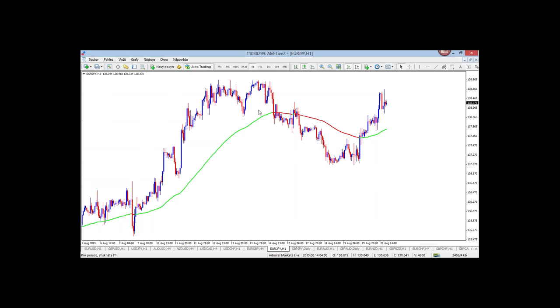So let's take a look at some examples, and then I'll pass it over to Nenad, and he'll discuss what he thinks about swings, how he looks at legs, and how he uses it. So let's take a look. This is the Euro-Yen 1-hour chart, right?